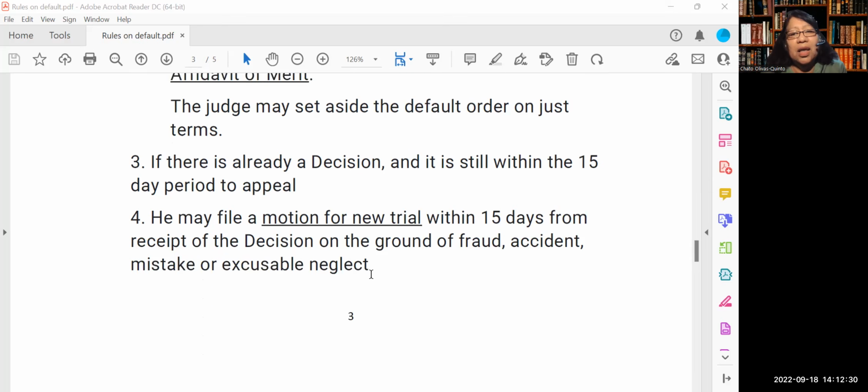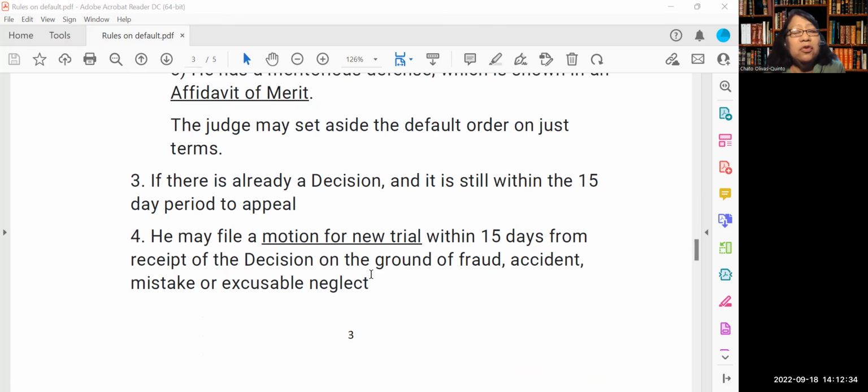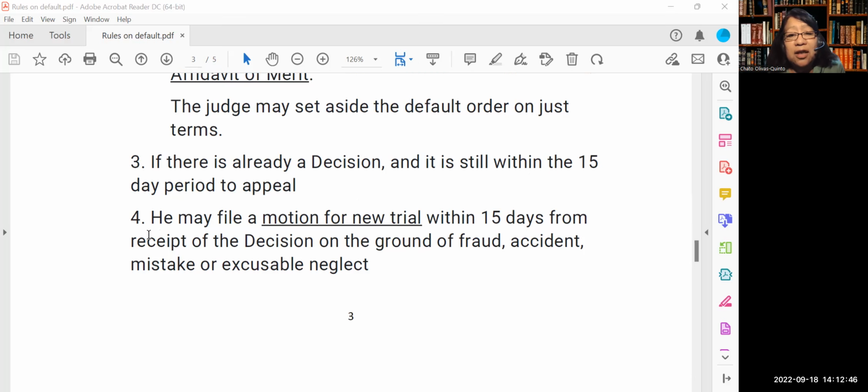Number 3, if there is already a decision and it is still within the 15-day period to appeal, all right, so there are remedies available to the defendant. Number 1, he may file a motion for a new trial within the 15-day period from receipt of the decision on the ground of fraud, accident, mistake, or excusable neglect. So itong number 4, dapat number 3, letter A yan.